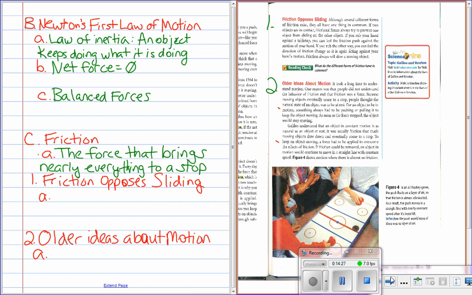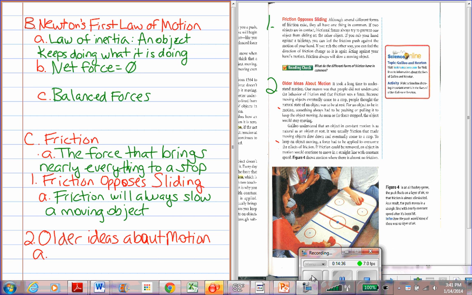Okay, so friction will always slow. I'm going to pause it again. Okay, so pause it and write that down.